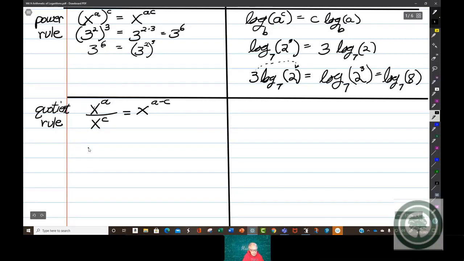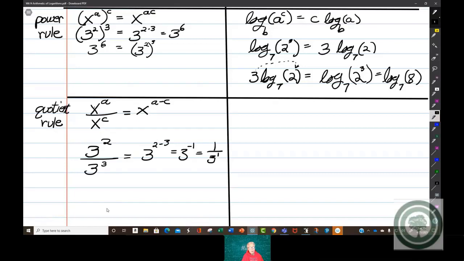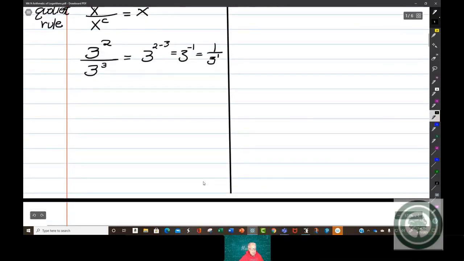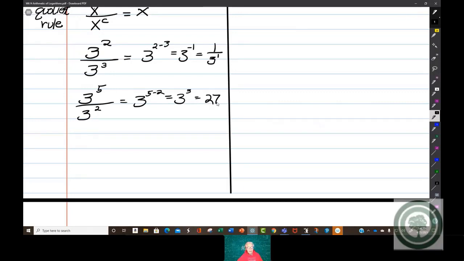So for instance, we might have 3 to the 2 over 3 to the 3 is 3 to the 2 minus 3, which is 3 to the negative 1, which is 1 over 3 to the positive 1. Which would just be 1/3. Or if you have, let's make it different, 3 to the fifth power over 3 to the second power, that would be 3 to the 5 minus 2, which is 3 to the third power, which is, by the way, 27. And that's with exponents.